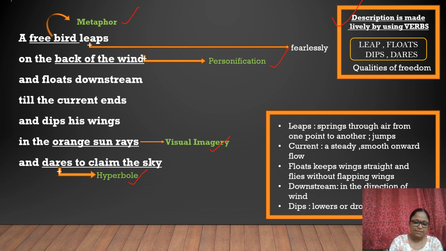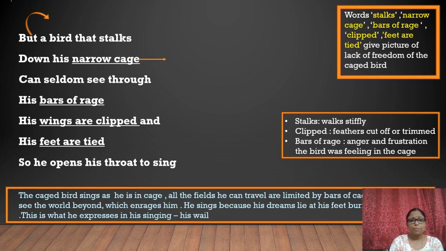Let's look at the second stanza. But the second stanza begins with the conjunction but. The term but is used for contrast to the first stanza, which was totally spoken about the free bird. But a bird that stalks down his narrow cage can seldom see through his bars of rage. His wings are clipped and his feet are tied, so he opens his throat to sing. Here we see the condition or plight of the caged bird.